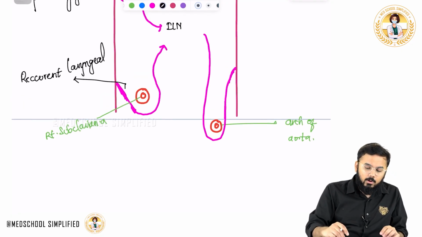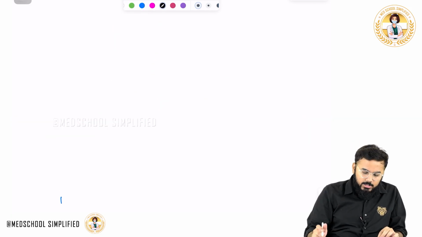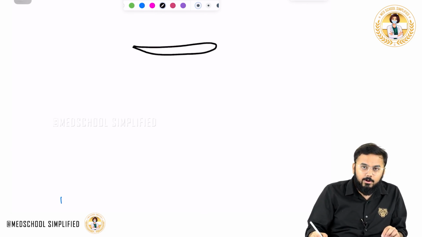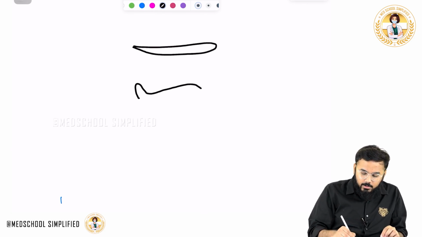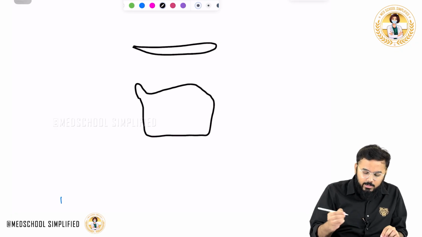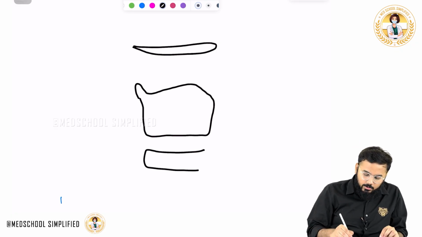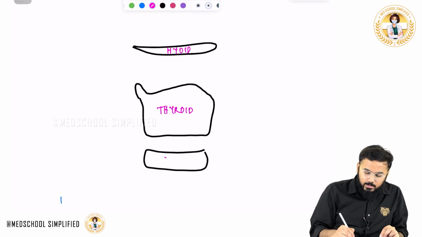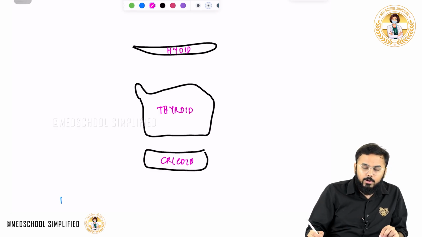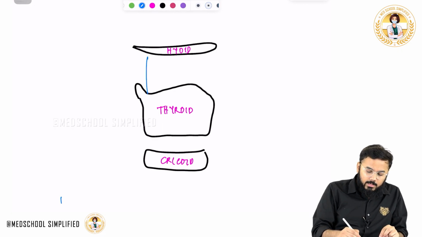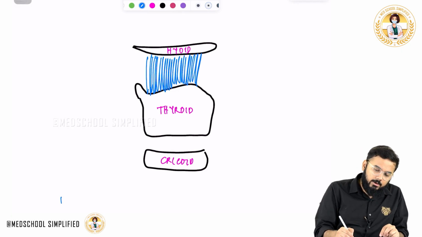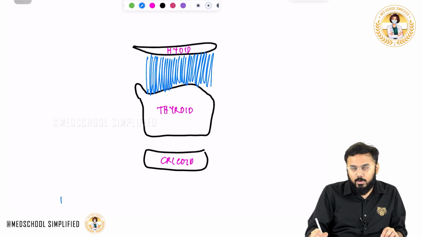Now let us discuss the muscles over here. Just look at this particular picture. From the side view, this bone over here is your hyoid bone. This particular bone is called your thyroid cartilage. And down here you have got your cricoid. So this is your hyoid, this is your thyroid, and this is your cricoid. Now between the thyroid and the hyoid, this particular membrane is called the thyrohyoid membrane.